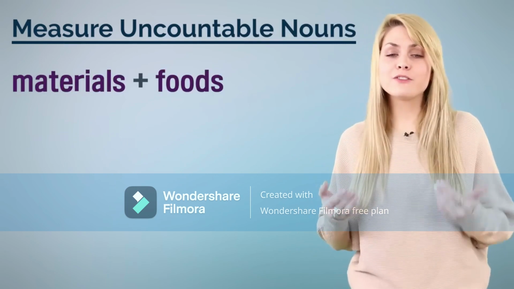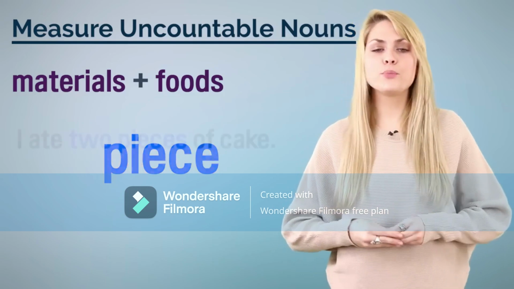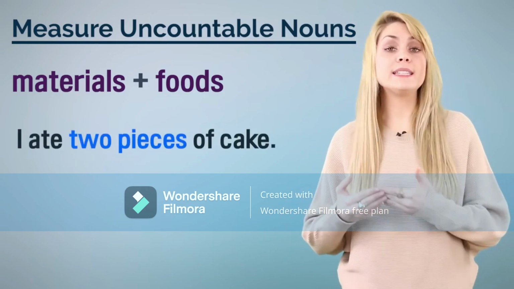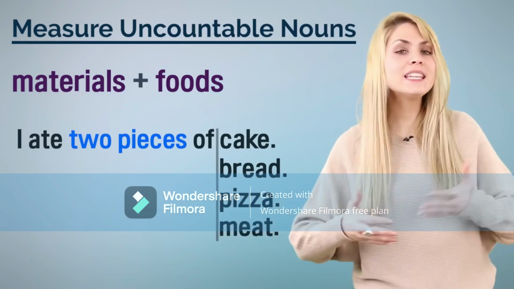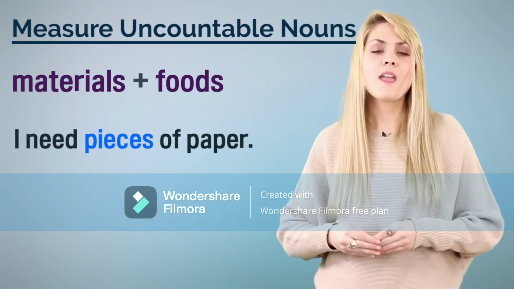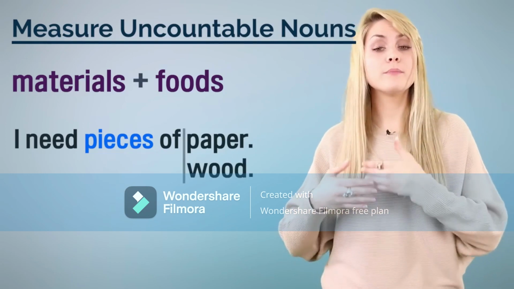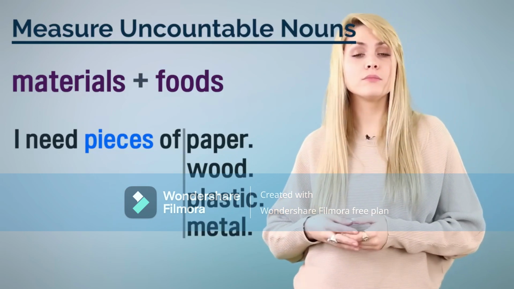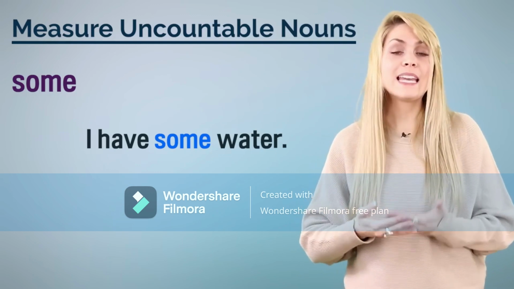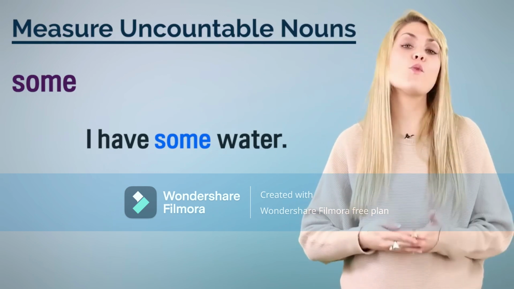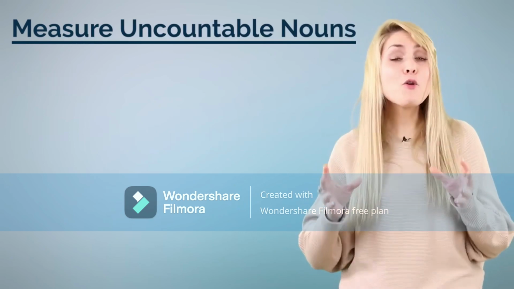With materials and foods, we often use the word piece. For example, I ate 2 pieces of cake, or bread, or pizza, or meat or cheese. I need pieces of paper, wood, plastic, metal. Or I have some water. Some is an article that always works with uncountable nouns. Okay guys, I hope you understand.